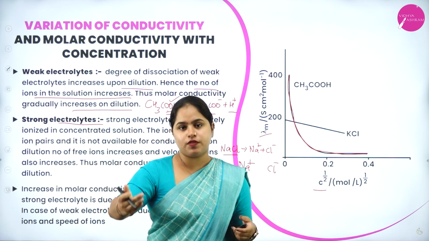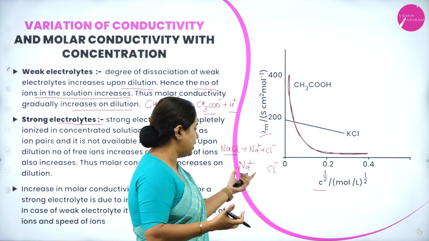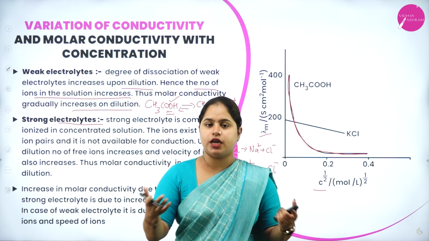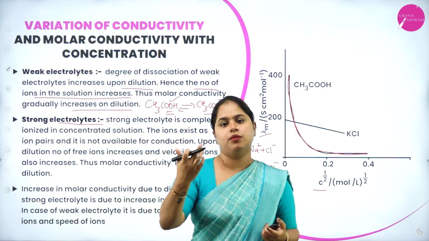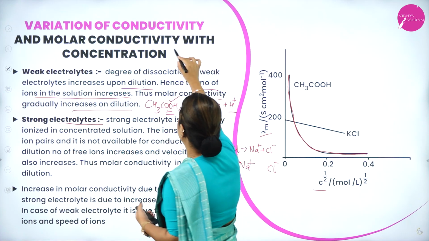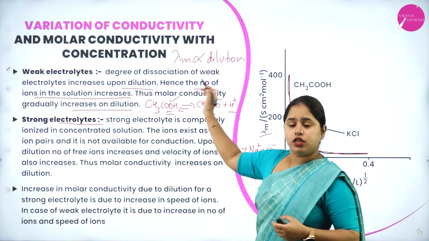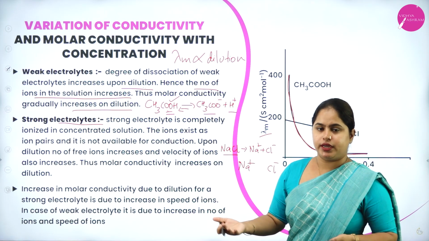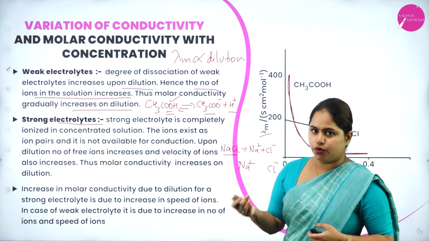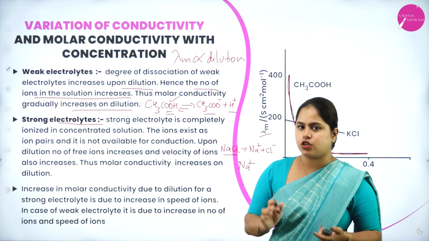Right? The number of ions will not increase, but you are going to get separate ions. The pair will not exist. You can get Na plus separately and Cl minus separately. Because of that, the velocity, the speed with which these ions are moving, will increase and hence the molar conductivity increases. So, to summarize, in weak electrolytes, molar conductivity increases with increase in dilution, because on dilution the number of ions is going to increase, because the dissociation of the substance is going to increase. Dissociation increases, more ions are formed, hence molar conductivity increases on dilution.